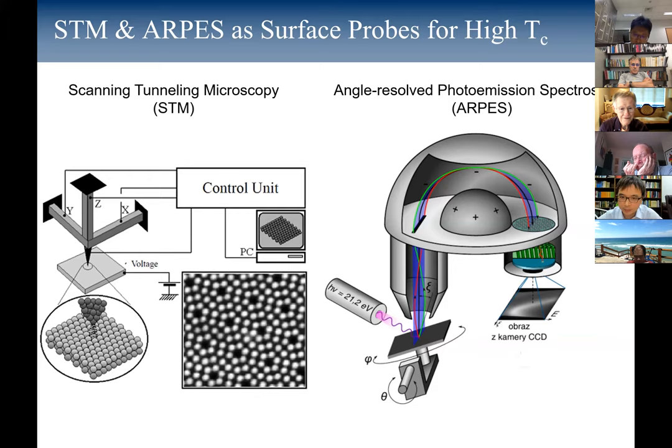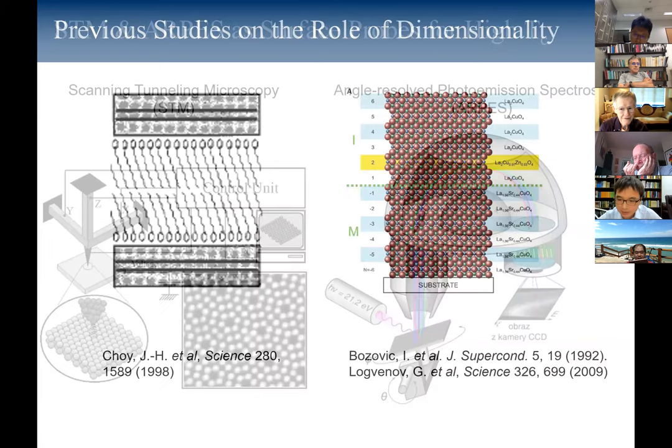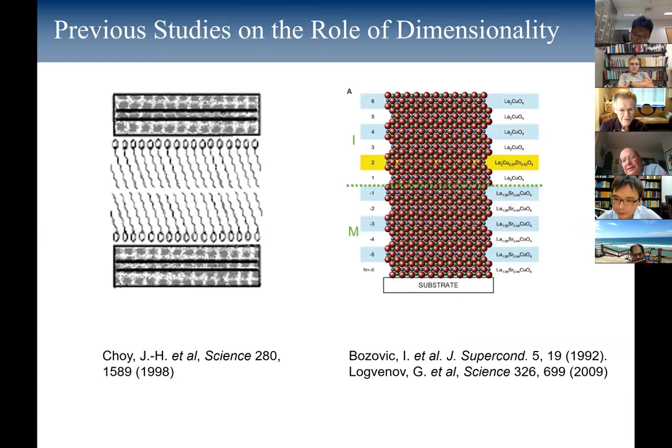So to me, this is still a problem that had to be solved. Back in the 90s, people looked at this problem. For example, Cho et al. stuck very large molecules between the layers of BISCO, and they found the TC doesn't change that much. And of course, there's pioneering work from Bozovic's group at Brookhaven, who can grow a heterostructure that has only one layer of HTC superconductor in the middle, and they found they can still produce superconductivity even at this thickness. So all this suggests that the HTC superconductor is more or less two-dimensional.